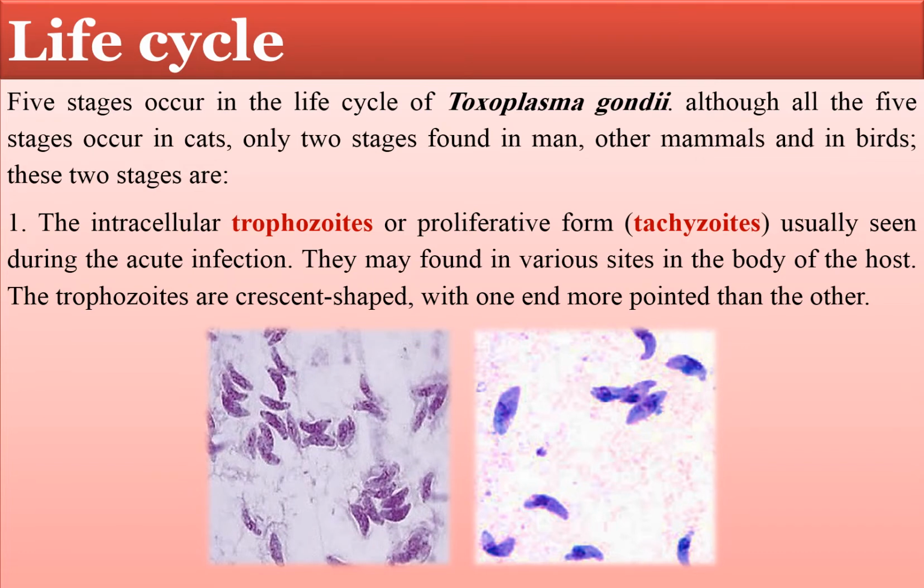One, the intracellular trophozoites, or a proliferative form called tachyzoites, usually seen during the acute infection. They may be found in various sites in the body of the host. The trophozoites are crescent-shaped with one end more pointed than the other. Look at these two pictures. This is the tachyzoites.